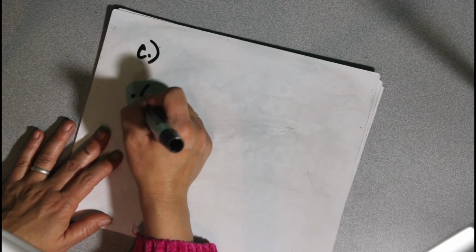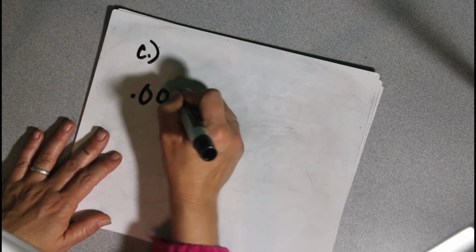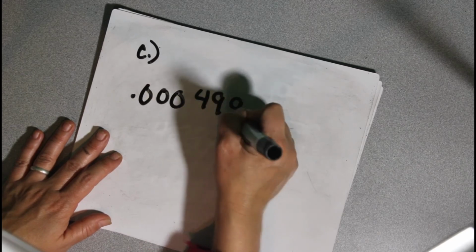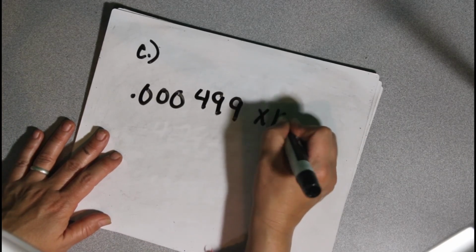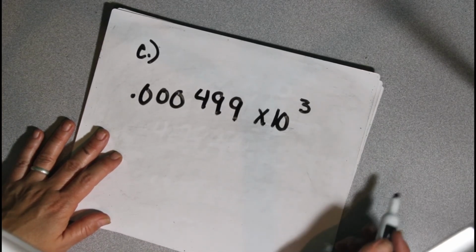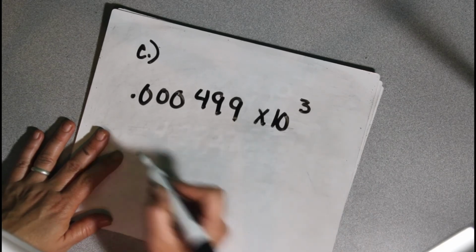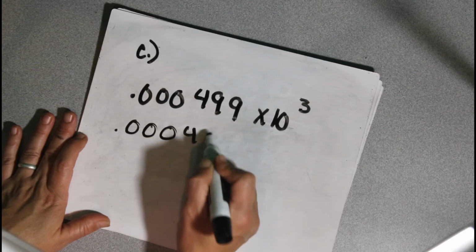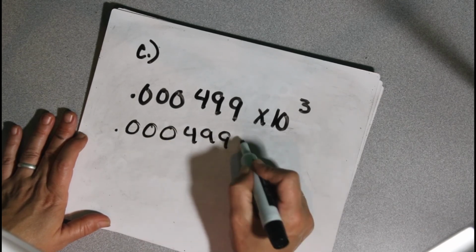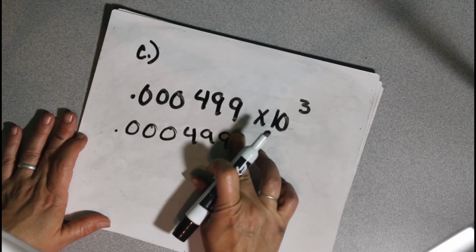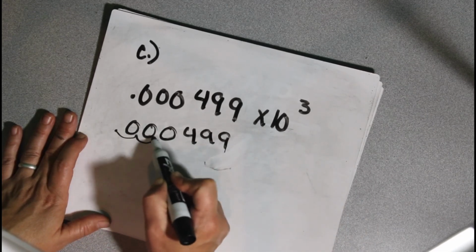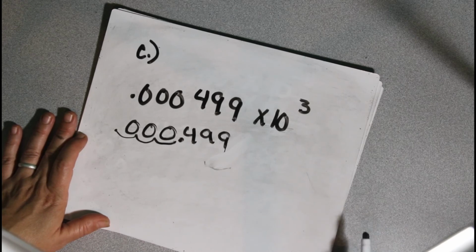All right, C is 0.000499 times 10 to the third. Okay, 10 to the third means we have to move this decimal 3 places. So I'm going to do that first. 1, 2, 3. That gets us there.